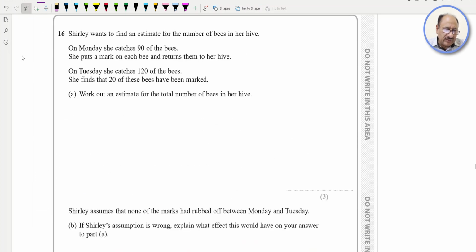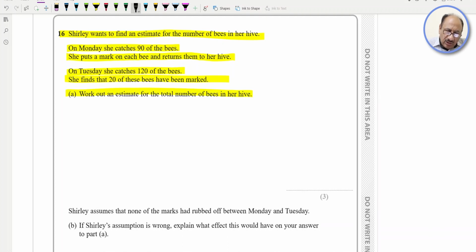Then question number 16. Shirley wants to find an estimate of the number of bees in her hive. On Monday, she catches 90 of the bees. She puts a mark on each bee and returns them to her hive. On Tuesday, she catches 120 of bees. She finds that 20 of these bees have been marked. Work out an estimate for the total number of bees in her hive.